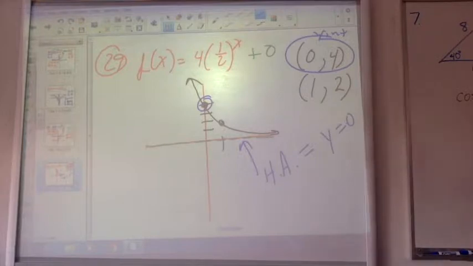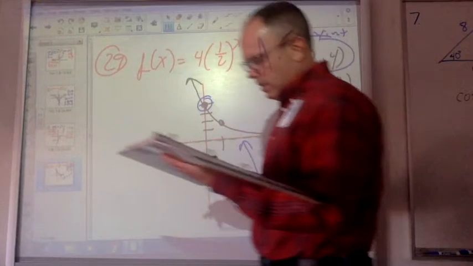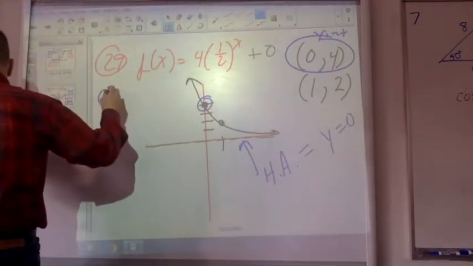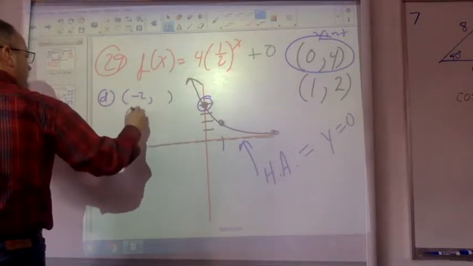Now we want to start finding the rate of change on this, okay? So we want to find the letter D. We want to find the rate of change with -2 and -1.